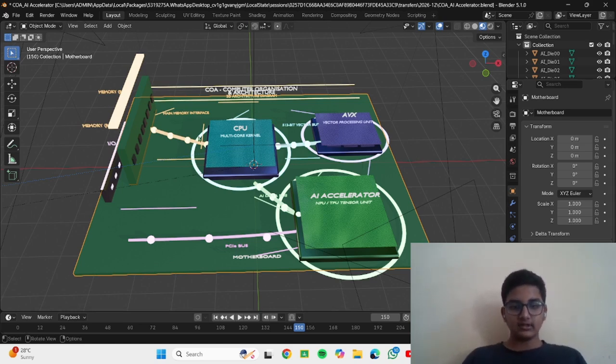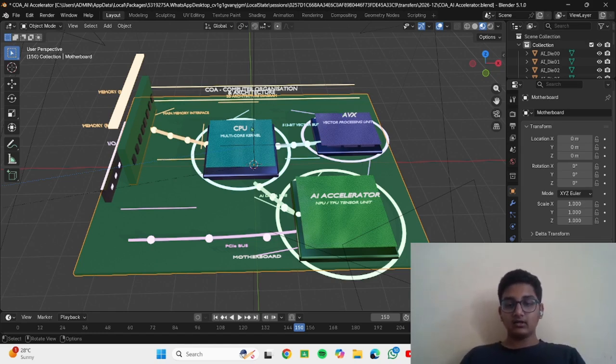So this model demonstrates how modern computer systems are designed to efficiently handle artificial intelligence workloads. In today's world, artificial intelligence is used in many applications such as image recognition, voice assistance, recommendation systems, and autonomous vehicles. These applications require processing of large amounts of data and complex mathematical computations. Traditional computing systems using only CPUs are not efficient enough to handle such workloads. This is why modern systems use advanced techniques like CPU extensions and specialized AI accelerators.